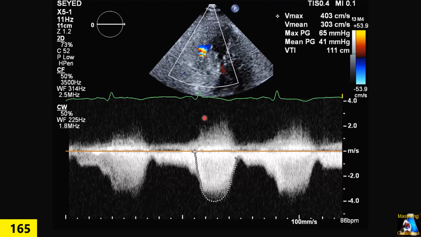That includes calculating Qp over Qs, which I'm not going to explain in this lecture. I explain it in two different lectures. One of them is heart failure and physiology of the heart, part 1. You can go and check how we calculate Qp to Qs.